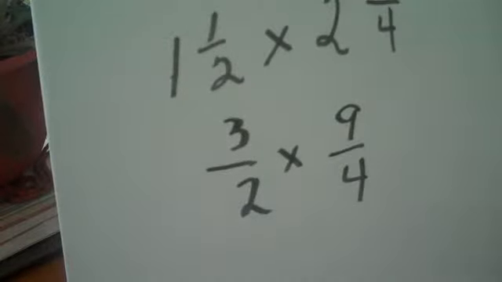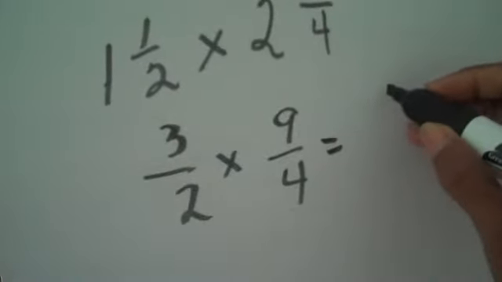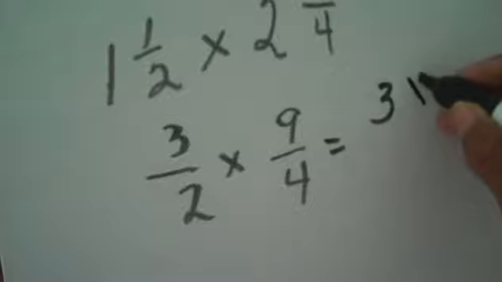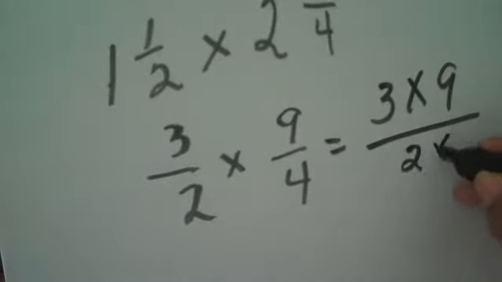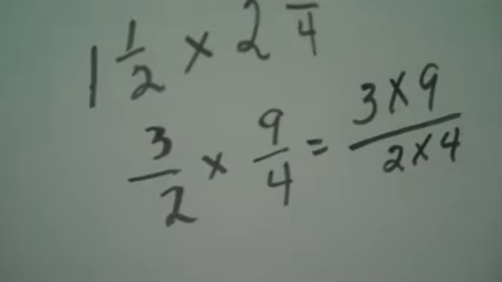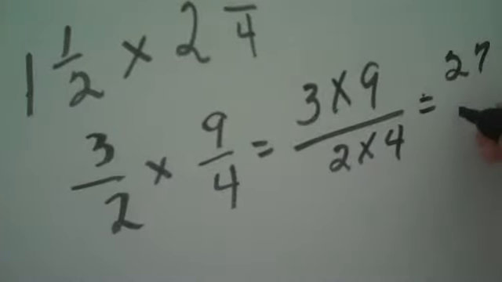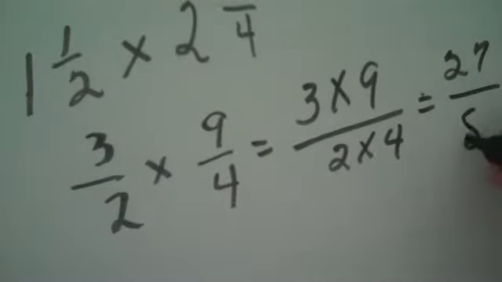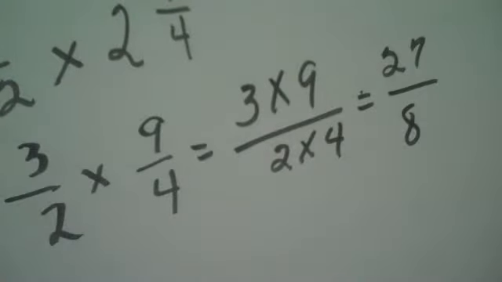And that means that the next thing we will do is to simply multiply the numerators together. 3 times 9 over 2 times 4. 3 times 9 is 27, and 2 times 4 is 8. This time, we get a different kind of fraction, one where the numerator is larger than the denominator. This is called an improper fraction, improper.